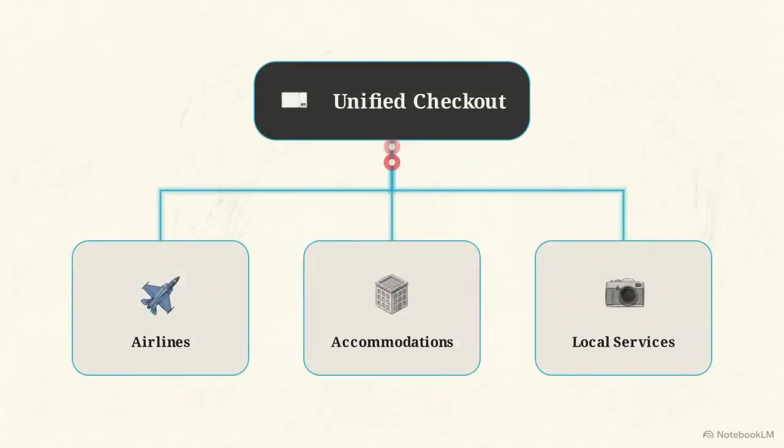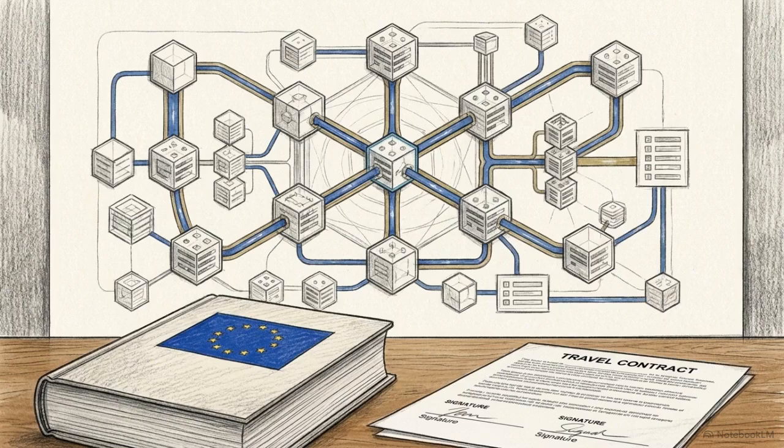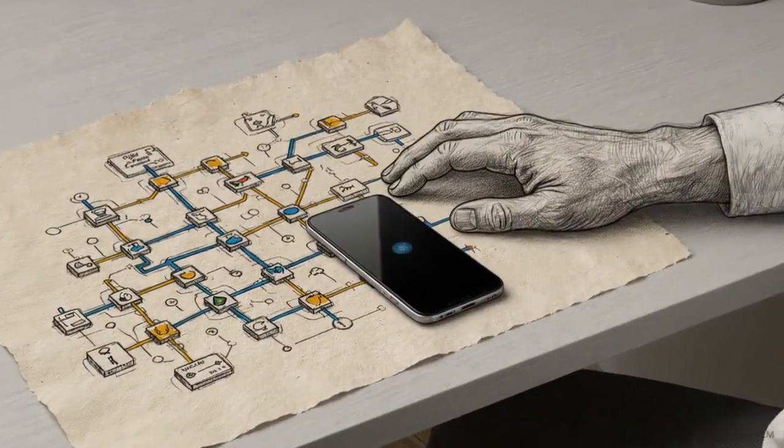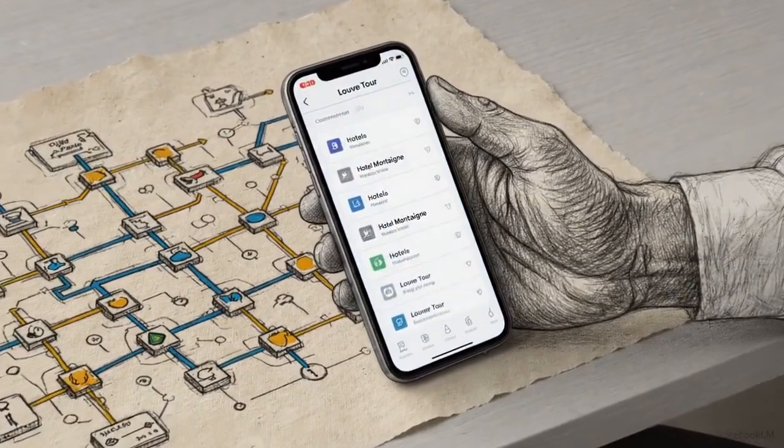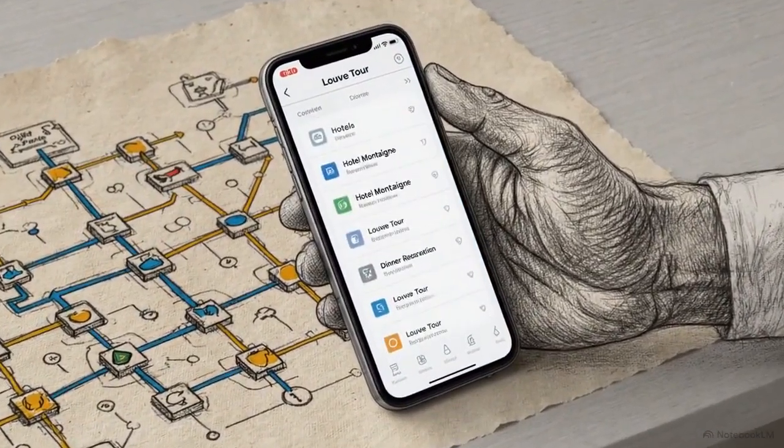Executing a unified checkout for a multi-vendor trip requires complex payment orchestration to split funds among suppliers. The system must also manage the legal liabilities defined by the EU Package Travel Directive. By bridging the gap between creator-led inspiration and logistical execution, the platform transforms scattered services into a unified programmable travel system.